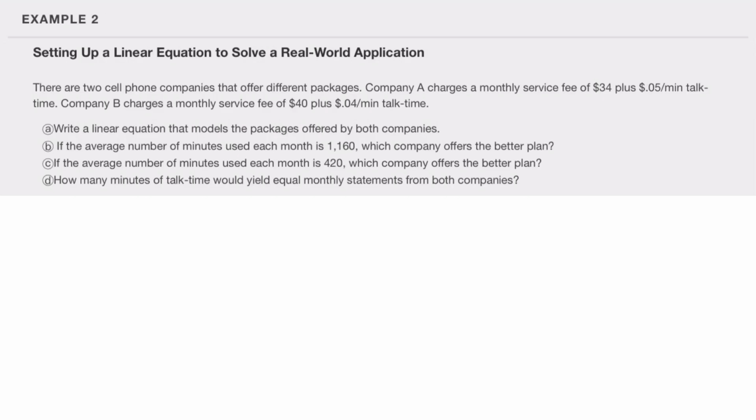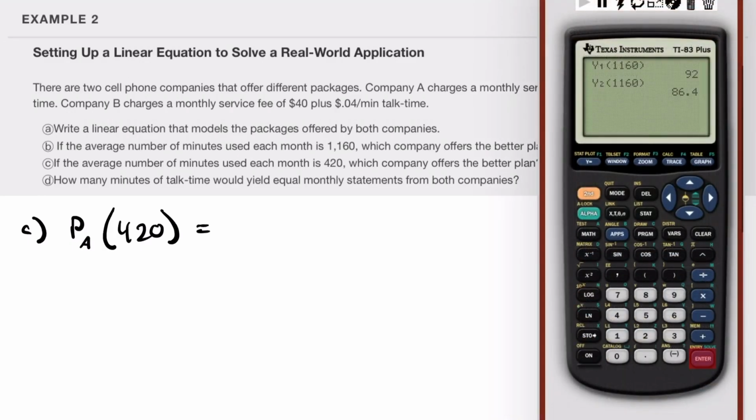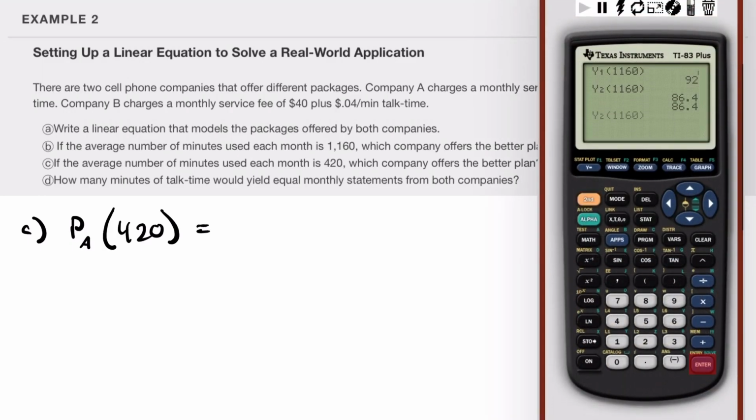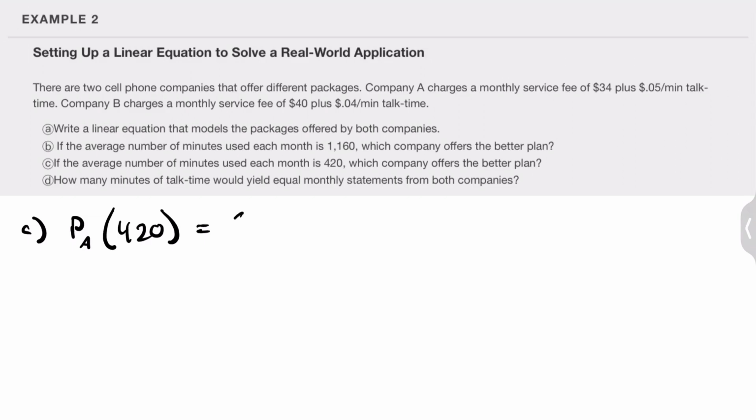Okay, so then I think we want to repeat that, but say the number of minutes used is 420. So for C, if we consider package A, if we use 420 minutes per month, right? So then I'm just going to call on that first function. I'm just doing recall and change the 1160 to 420. Okay. So that bill looks like it's going to be $55 for the month.